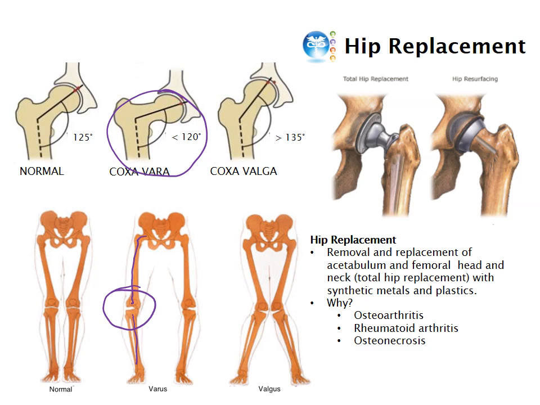This can be caused by congenital or developmental abnormalities, and it's also caused by metabolic bone diseases such as Paget's disease. If the angle of inclination is beyond 135 degrees, we have what's called a coxa valga deformity, and this can manifest itself as a knock-knee position or a genu valgus position.